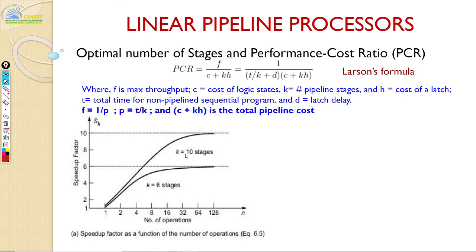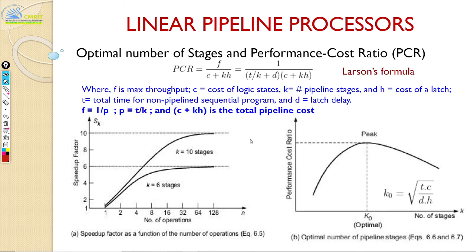Similarly if you have a 10-stage pipeline, your curve is going to increase, and then it's going to saturate at some level after some instructions. You're going to hit the speed up of 9.99 something. After that it will saturate. Keep in mind, it will never touch this line.